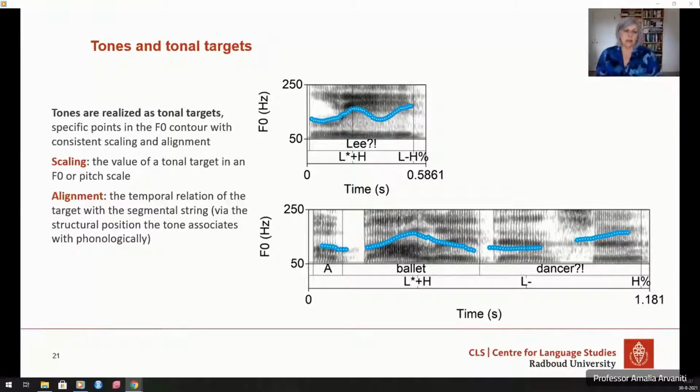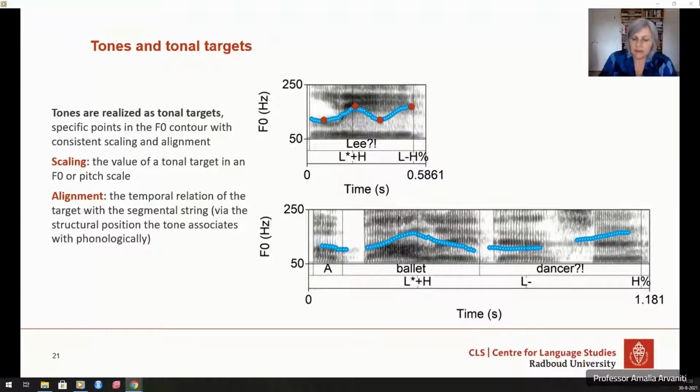Now, in AM, we don't talk in general terms, as I've been talking about so far, about how tones and TBUs synchronize. We actually have stronger versions of the theory, according to which tones are realized as tonal targets. The idea of tonal targets is that they are specific points in an F0 contour, and they have consistent scaling and alignment. Scaling is the value of a tonal target on the F0 or pitch scale, and alignment is the way in which it relates to the segmental string. So you may say, for example, that a particular high will appear in the middle of the accented vowel, or at the end of the accented vowel. And usually we expect 1 target per tone.